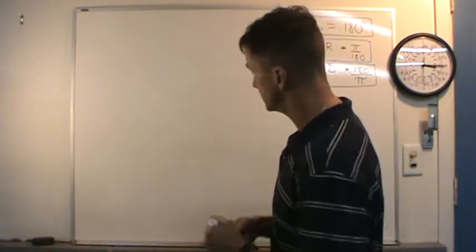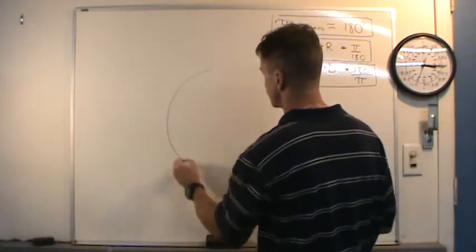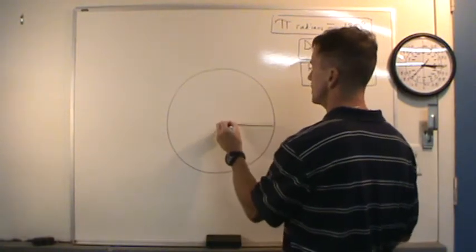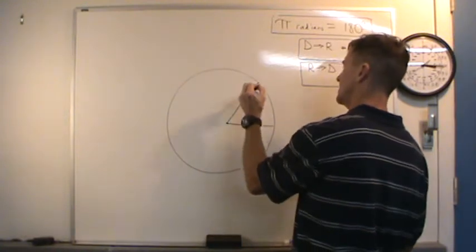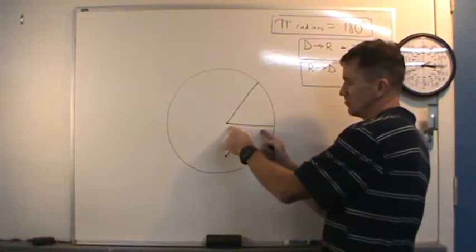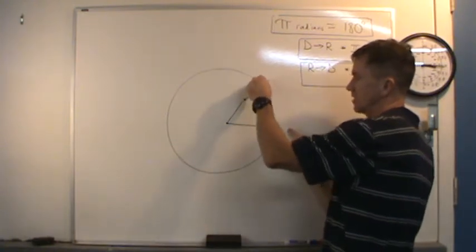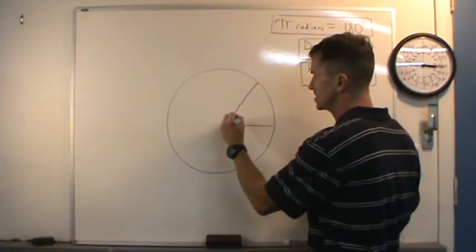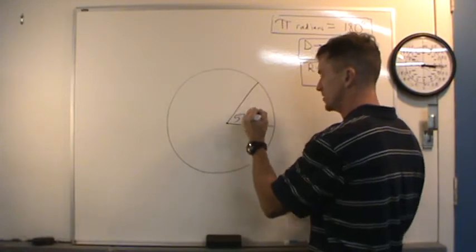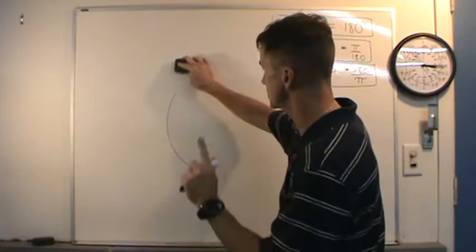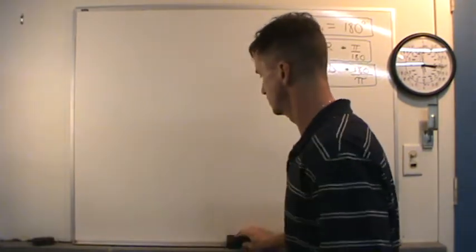One radian is defined as the central angle formed in a circle such that the radius length is equal to the length of the intercepted arc. So one radian, everyone, is about 57.3 degrees or so. Okay, that's the definition of one radian. But we'll keep this simple.